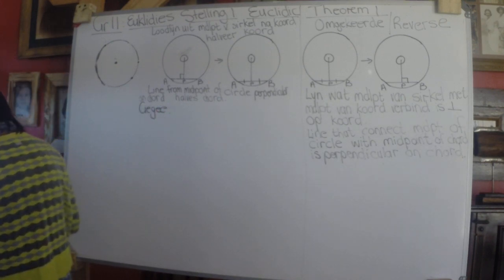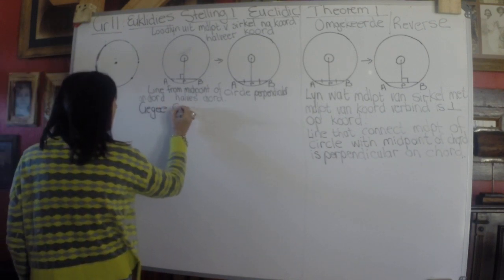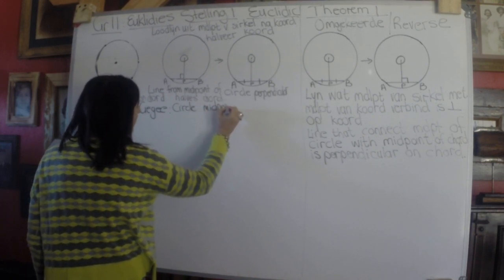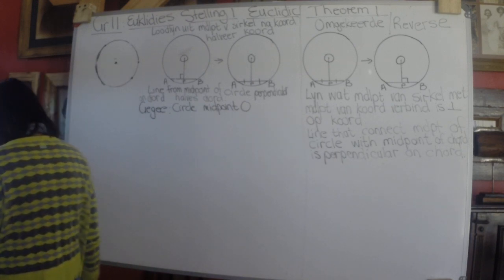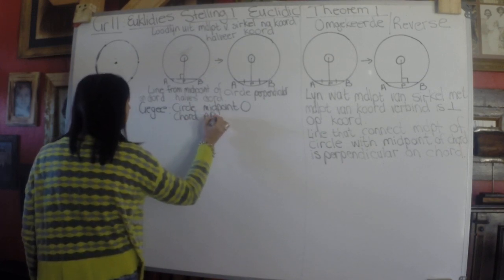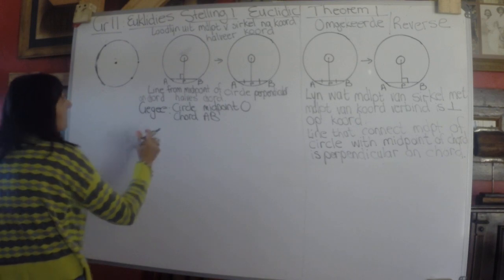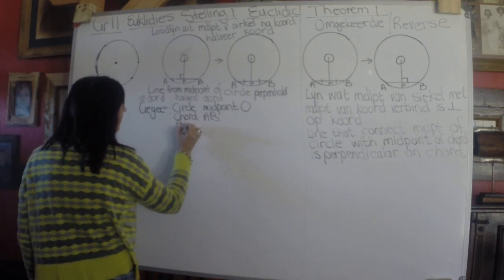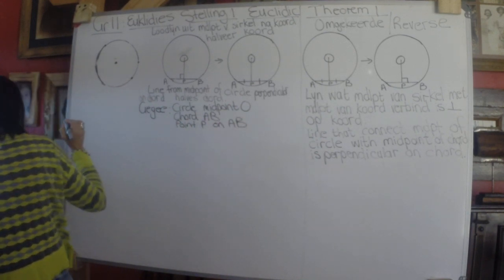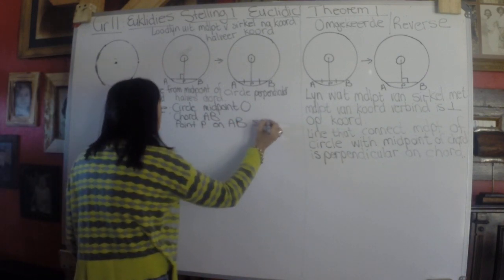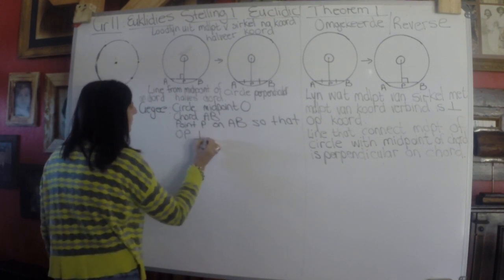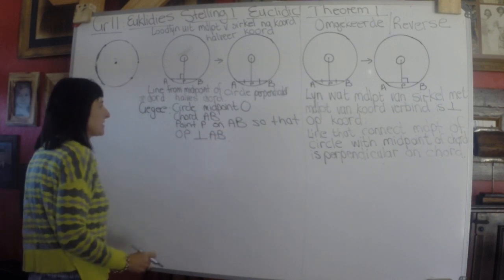Okay, there's a circle with a midpoint O, a chord AB, and then a point P on AB, so that OP is perpendicular on AB. That's everything that's been given.